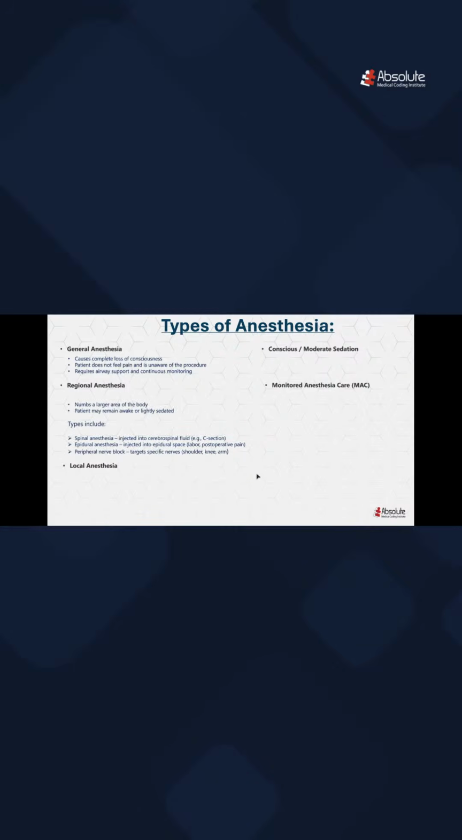Next is the regional anesthesia. So this numbs a large area of your body and the patient may be awake or lightly sedated depending upon the provider's plan. The most common types include spinal anesthesia and epidural anesthesia. You must have heard that epidural anesthesia is used during labor or sometimes for post-operative pain control as well. And then we have peripheral nerve blocks, used to target specific nerves like shoulder, knee, or arm blocks. These techniques actually allow surgery on a specific region without putting the entire body to sleep.